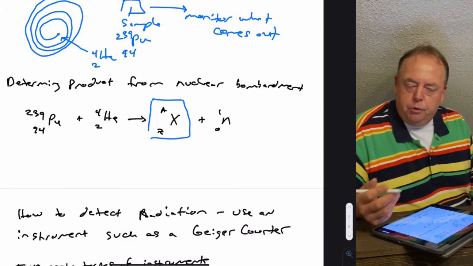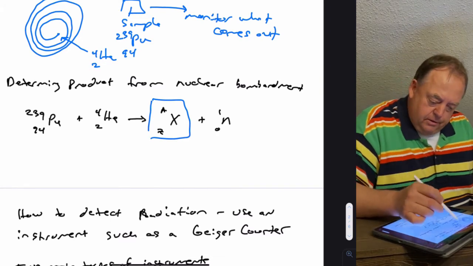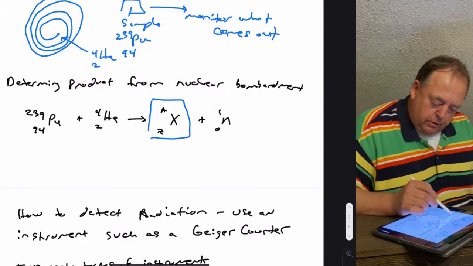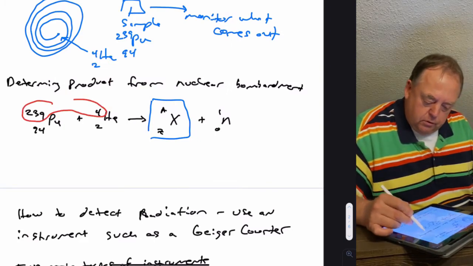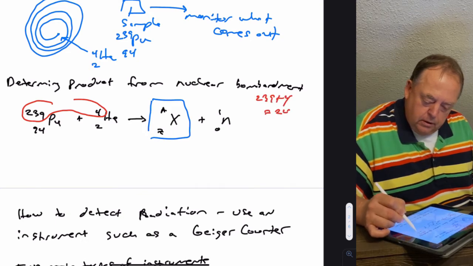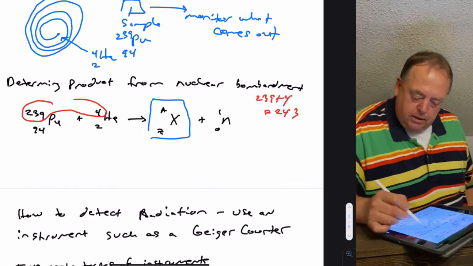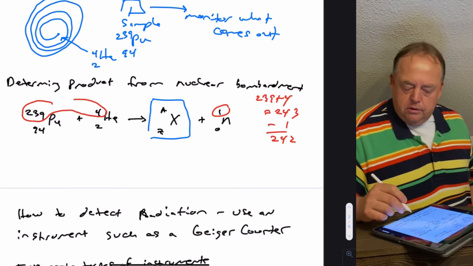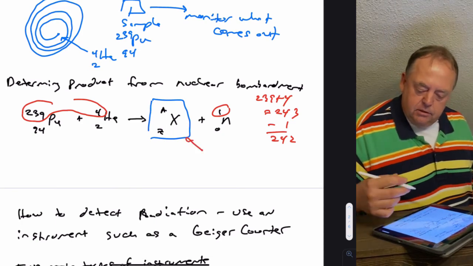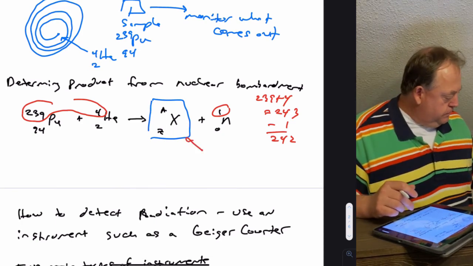So what is that new element? How do you figure it out? Well, like we did in previous examples, if you take the sum of the superscripts, so 239 plus 4, 243, and then on the left-hand side you have a neutron coming out, so -1. So whatever this new element is, has to have a mass number of 242.